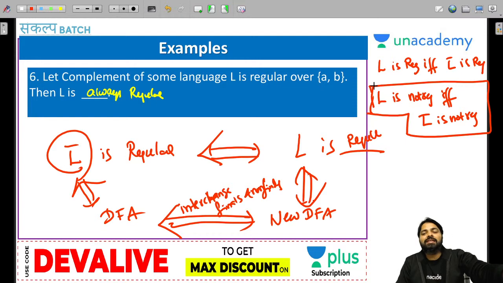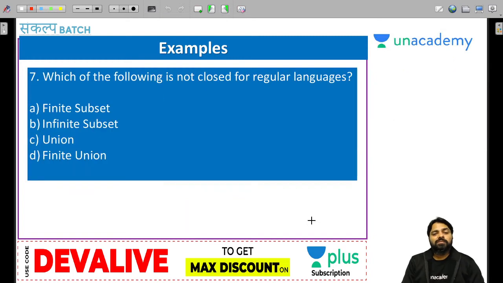Okay, this is an interesting theoretical line. Yeah, we are talking about L being regular, but we can also answer when L is not regular. L is not regular, it means L complement is also not regular. Okay. Which of the following is not closed for regular languages? In the exam they could ask like this.